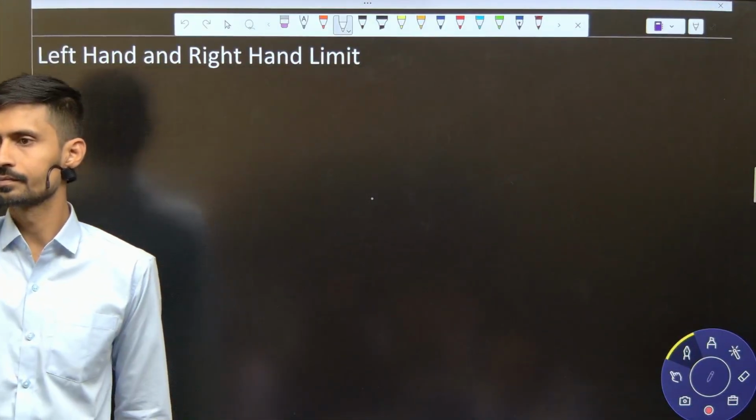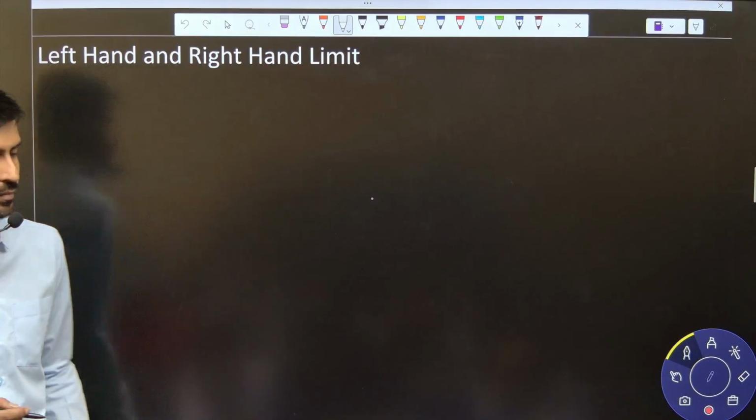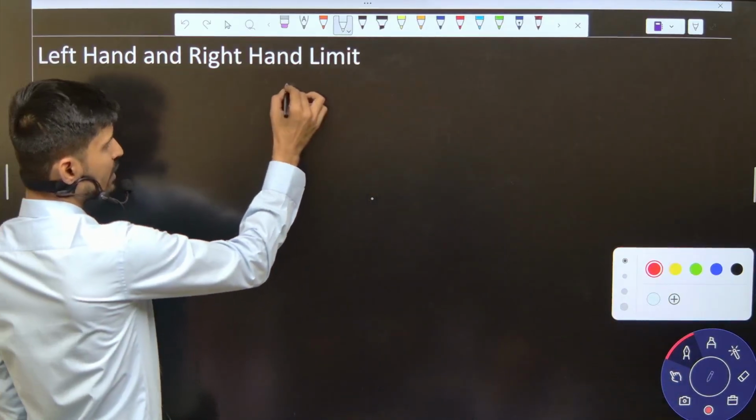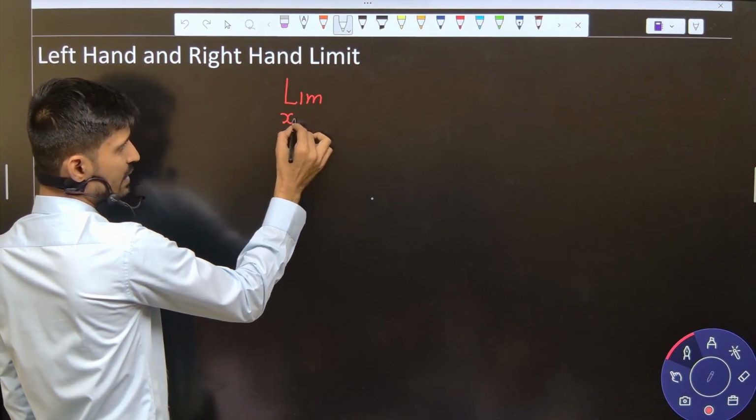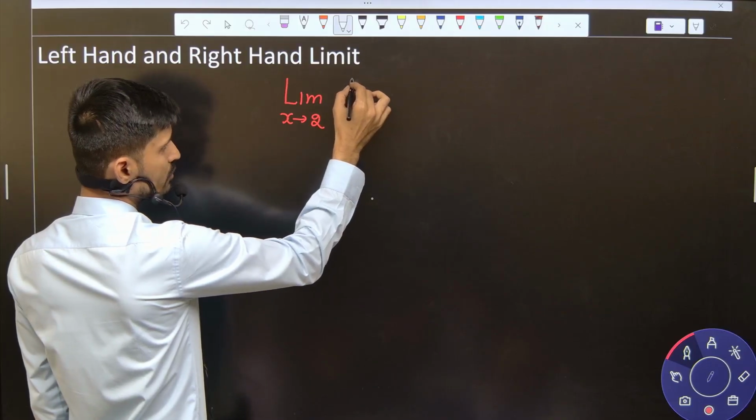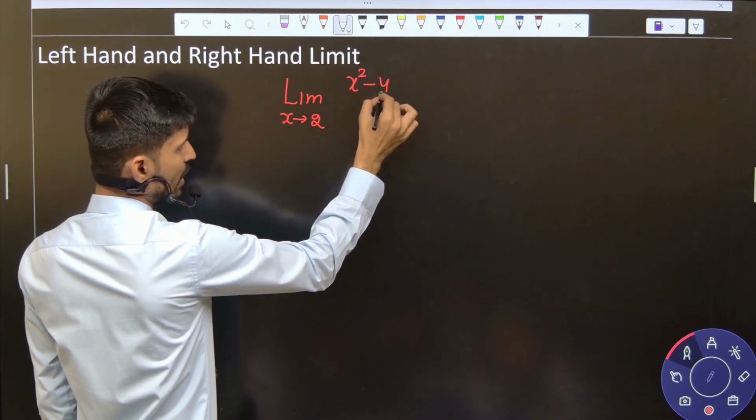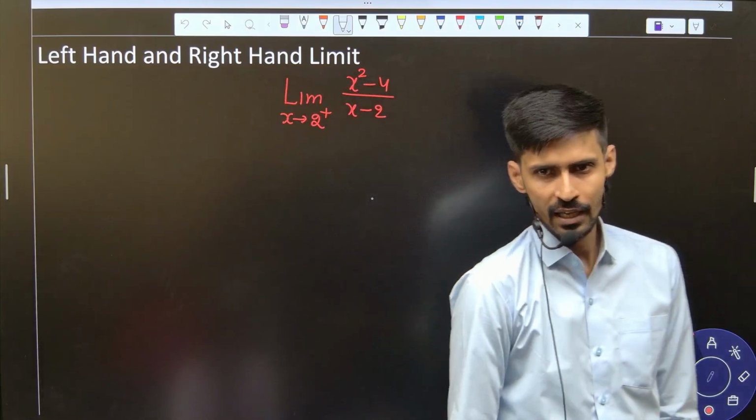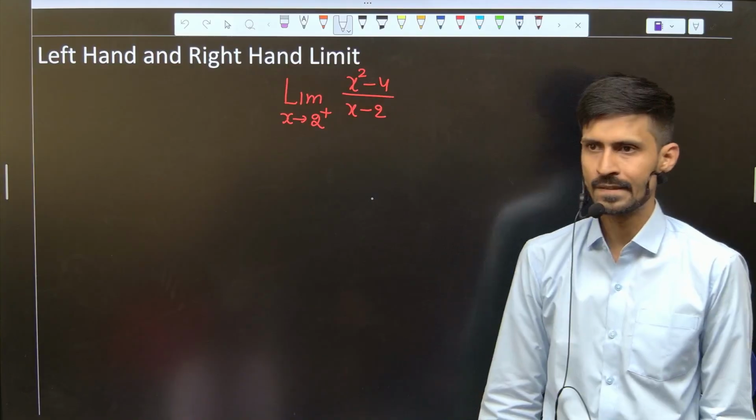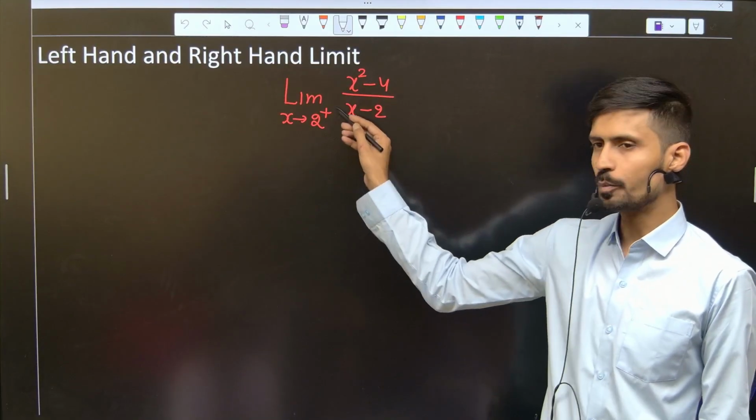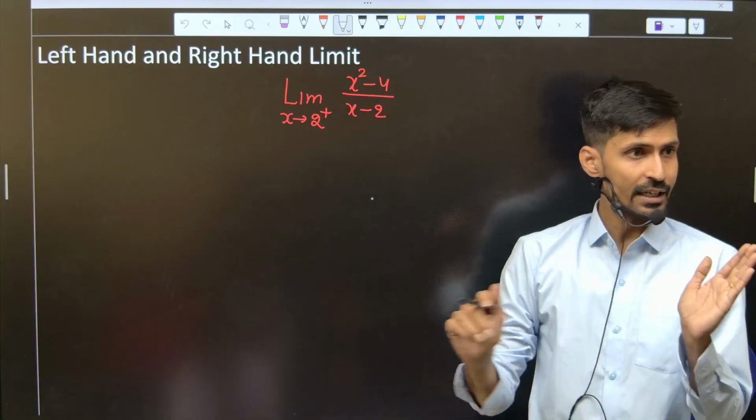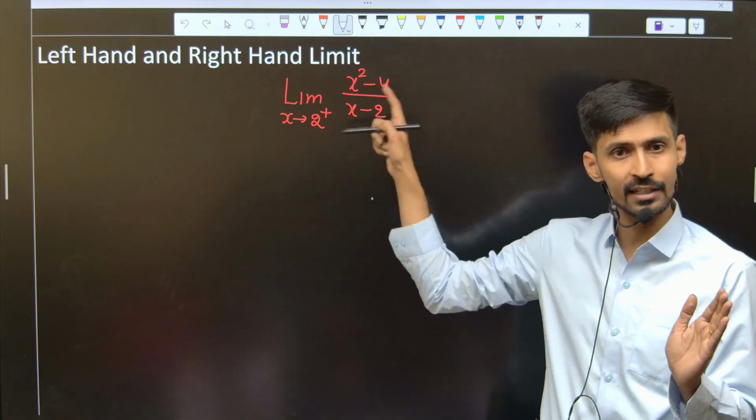Write down left hand limit and right hand limit. That time I wrote one question: limit x tends to 2, x square minus 4 upon x minus 2, x tends to 2 plus, and I'm writing this part. Do you remember 2 plus? 2 plus is the right side of 2. It means this will be called the right hand limit.